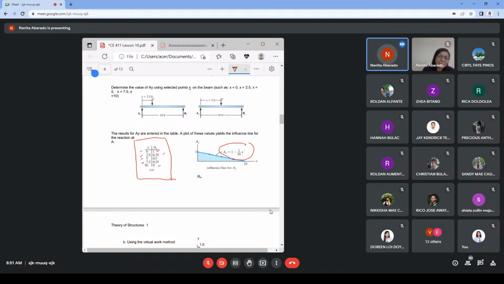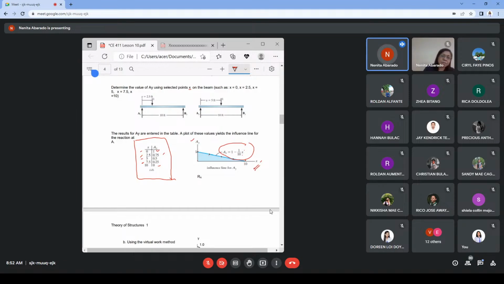So from that, we will just make a diagram. So we have the x-axis and the y-axis. This y-axis is our AY, and the maximum value is just 1, right? And then 0. So at x equals 0, we have 1. At x equals 2.5, we have 0.75. At x equals 5, we have 0.5. At x equals 7.5, we have 0.25. At x equals 10, we have 0.